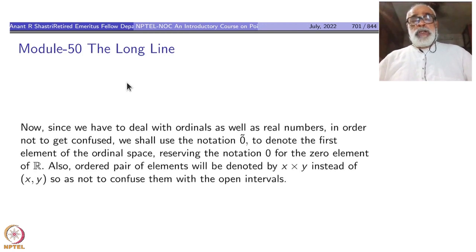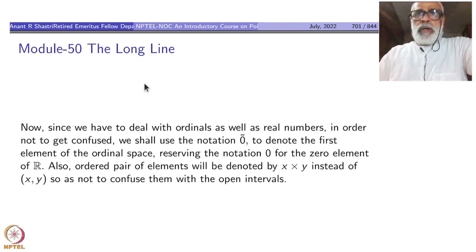So, continuing with the study of ordinals, we will now construct an example which is called the long line. This long line is an example usually used in the study of manifolds that we are going to do in the last chapter of this course. A line is taken from some topological space which is homeomorphic to, let us say, the whole of the real line or an open interval. The long line is going to be something which is locally homeomorphic to open intervals.